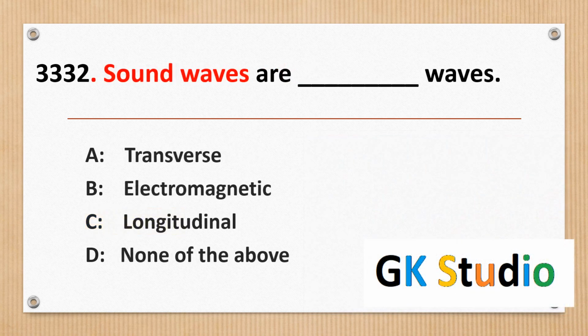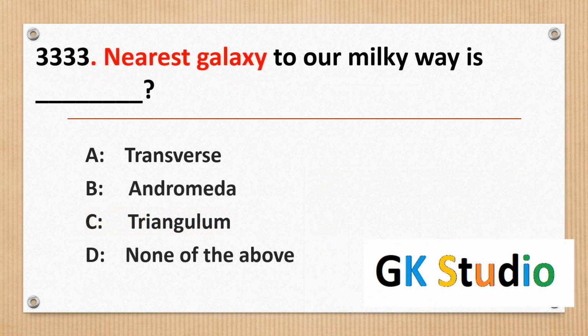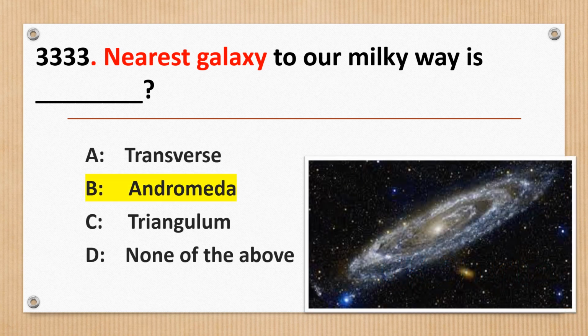Sound waves are the types of waves. Types of waves. Sound waves are longitudinal types of waves. Nearest galaxy to our Milky Way is Andromeda. The nearest galaxy to our Milky Way is Andromeda.